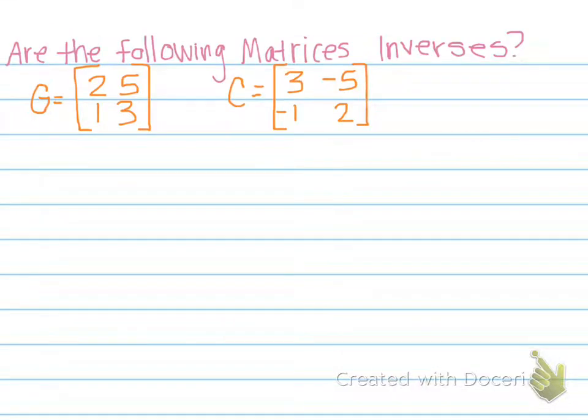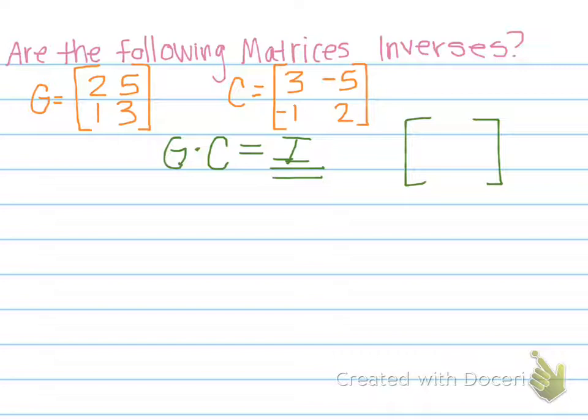Now, if I gave you 2 matrices and asked, are the following matrices inverses, what you would do is multiply G times C, and you should get the identity matrix. So go ahead and try this in your calculator and see if you get the identity matrix, and since it's a 2 by 2 times a 2 by 2, the identity matrix that we should get is 1, 0, 0, 1.